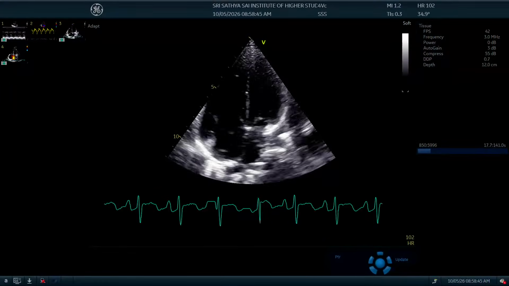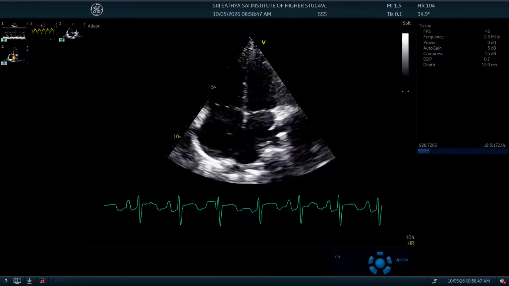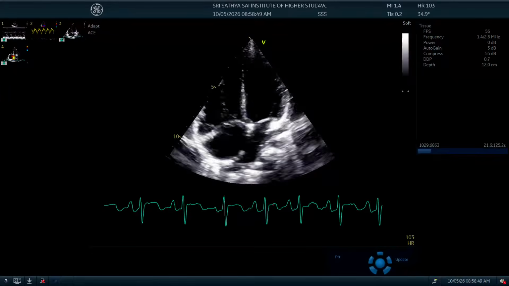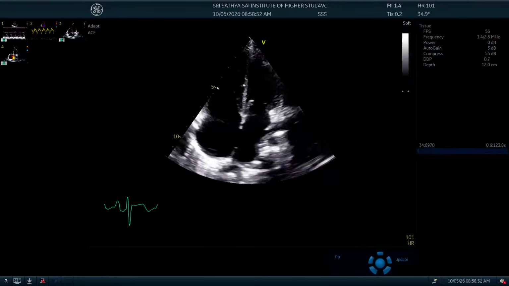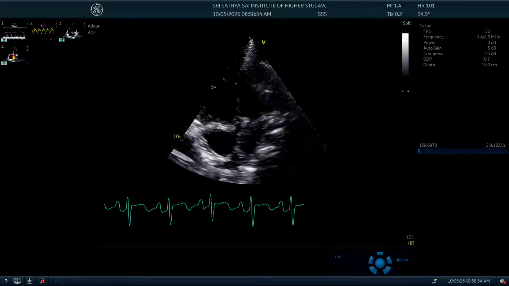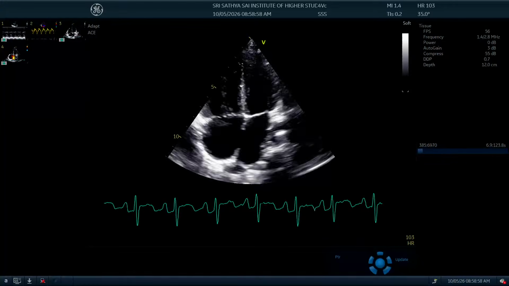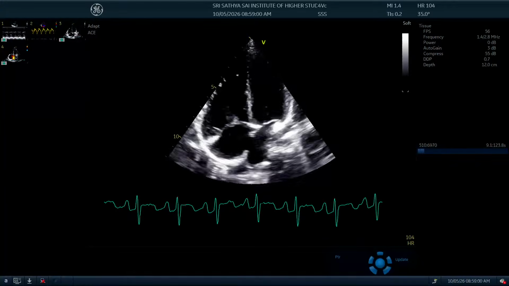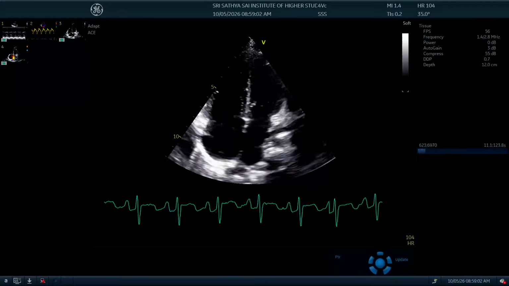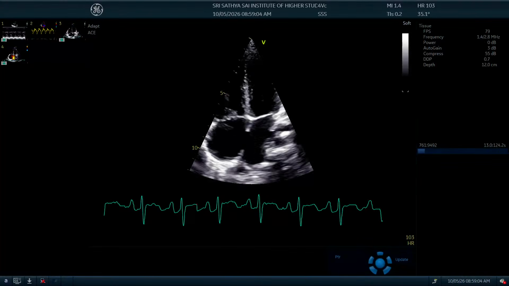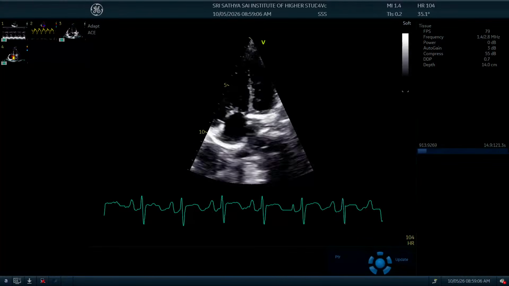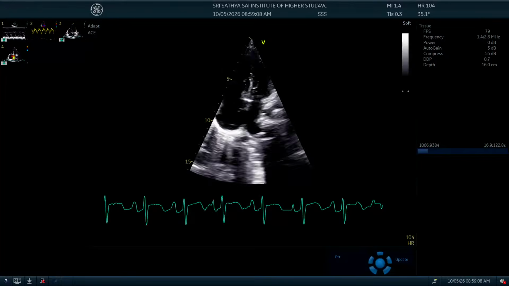Frame rate is critical for capturing the moving structures. You can't directly change the frame rate, right? So what are the other things which we use to change the frame rate? Other changes which impact the frame rate? Anybody? Yeah, sector width and depth. Even the depth is also a factor that could change your frame rate.